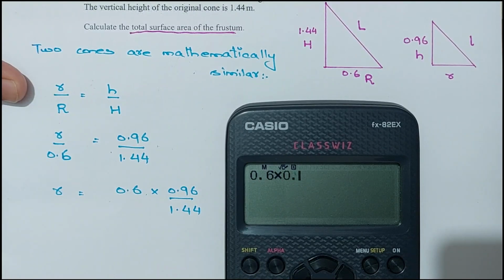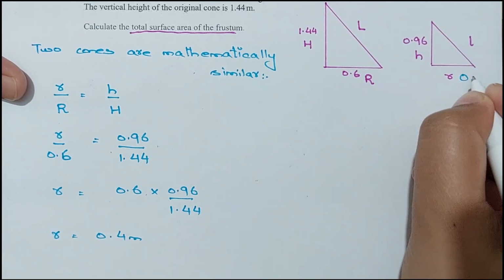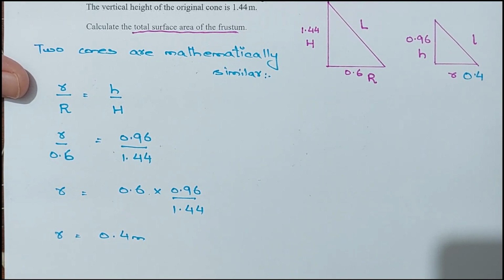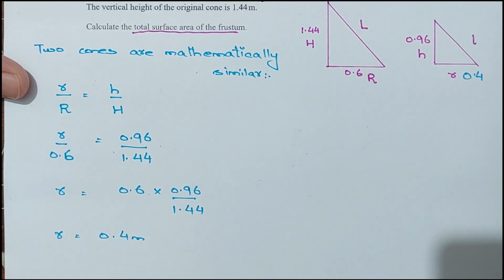0.6 times 0.96 divided by 1.44, this would be 0.4. So the radius is 0.4 meters. This is 0.4 for the smaller cone, the radius. Let me find out the slant heights L for both of them.